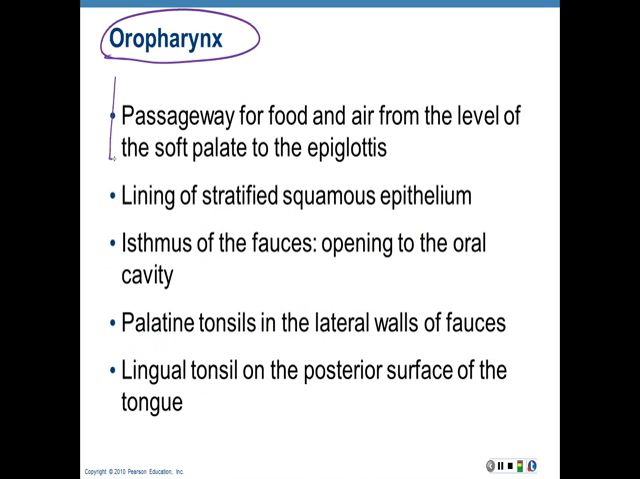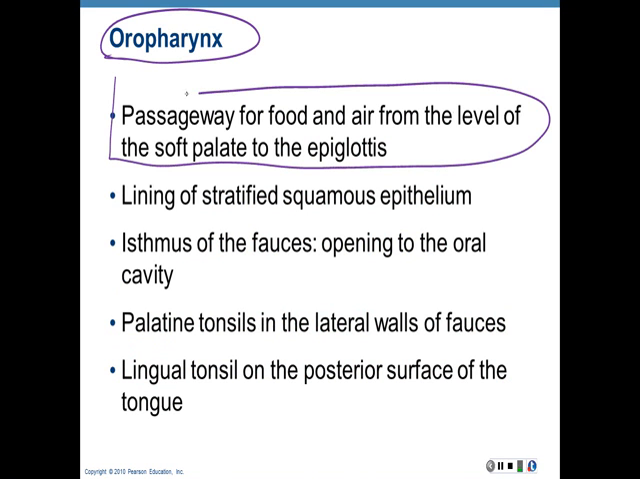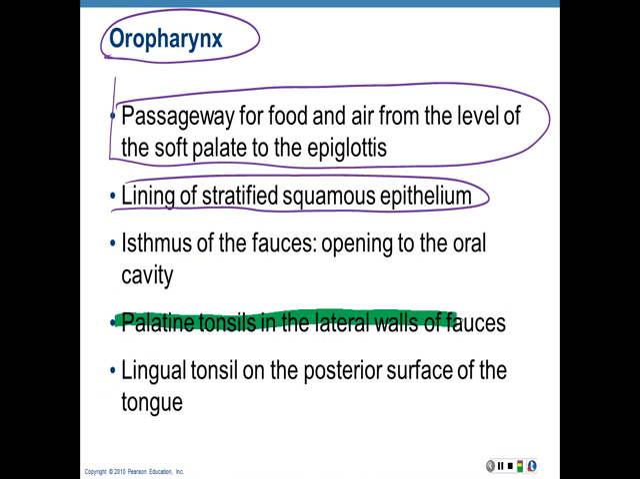All right, your oropharynx is basically the passageway for food and air at the very back of the throat. If you stand in front of the mirror, open your mouth wide and go ahh, that's the space that you're seeing back at the back of your tongue. That area is lined with stratified squamous epithelium. The isthmus of the fauces is effectively the opening of the oral cavity. In other words, it's that space just behind your tongue. Palatine tonsils are found in the side walls of the fauces.